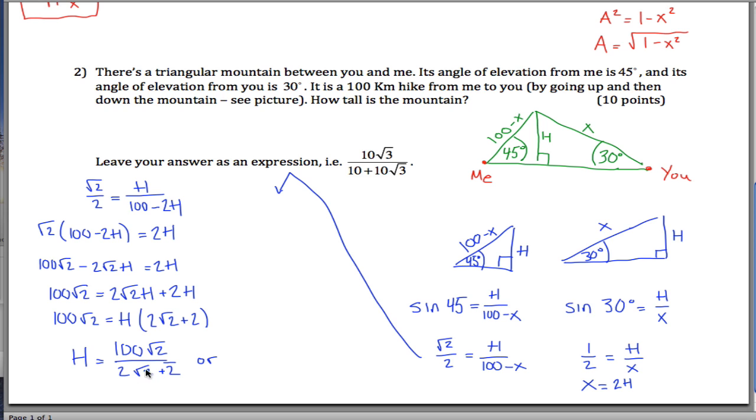This is perfectly fine. You can leave it exactly like this, or if you wanted, you could write it as 50 root 2 over root 2 plus 1. If you want to get really fancy, you could rationalize the denominator by multiplying the top and bottom by root 2 minus 1. I'm going to not do that because this kind of says to leave it in this form. So I think either of these are good. I think I'm going to leave it there, and I'm going to call that the end of this quiz.